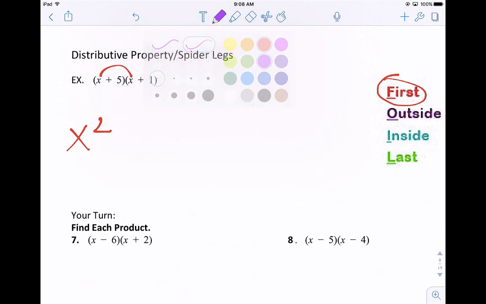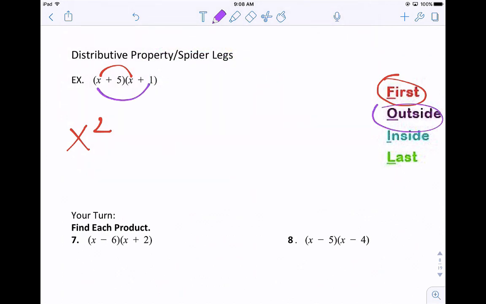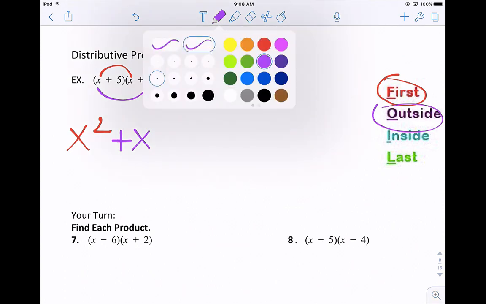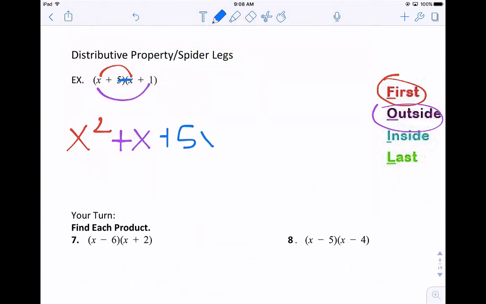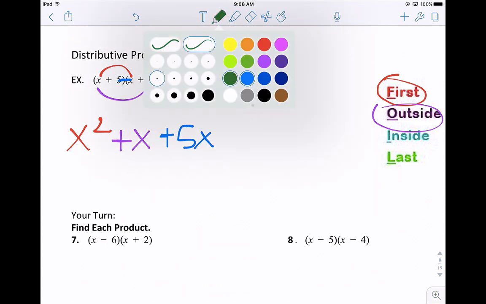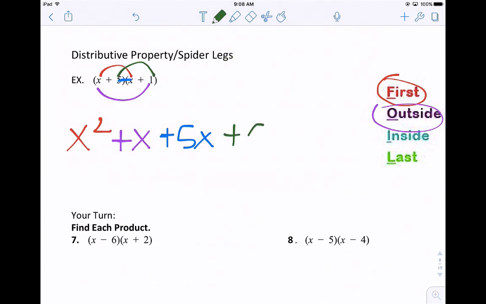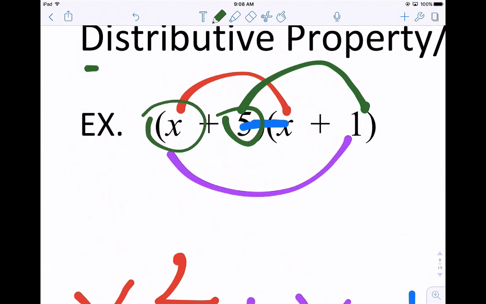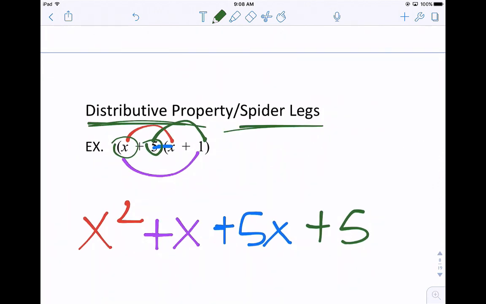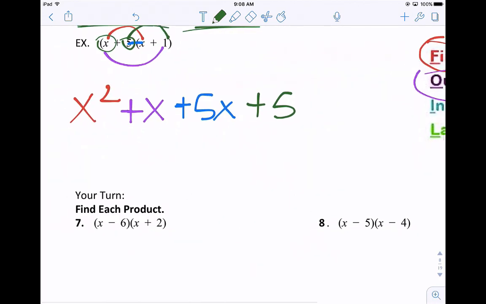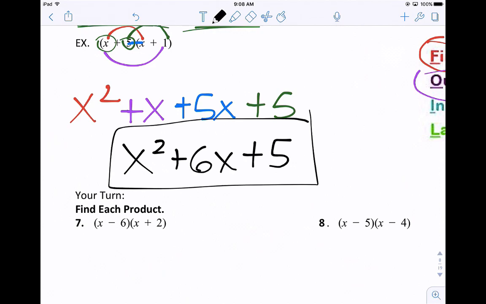O stands for outer, so we're going to multiply the 2 outer terms. Again, just distributing the x to both terms. So that's 1x. And then you have 5 times x, which is the inside term. So plus 5x. And then we have 5 times 1, which is 5. So all we did is distribute the x to everything and the 5 to everything. So it is the distributive property, or spider legs. We can also call it FOIL, which helps us keep track of what we've done. So when we combine like terms, we'll get x squared plus 6x plus 5, which is the same answer as when we did it the other method as well.